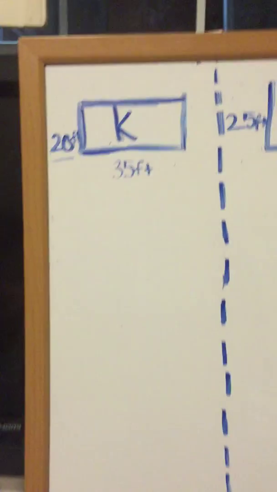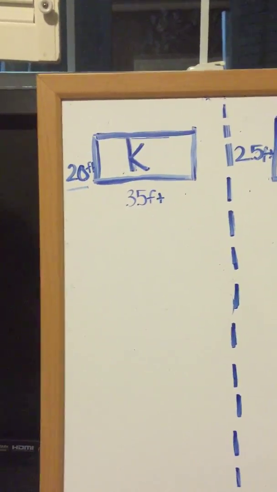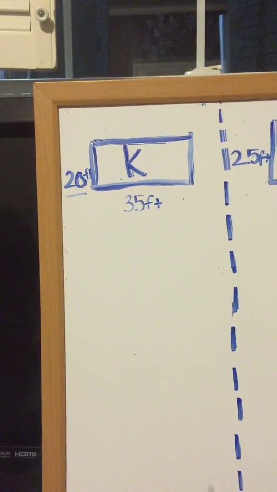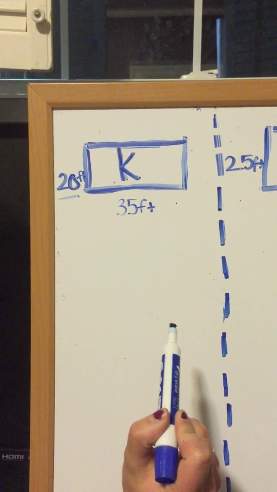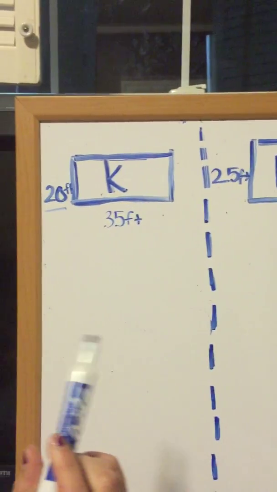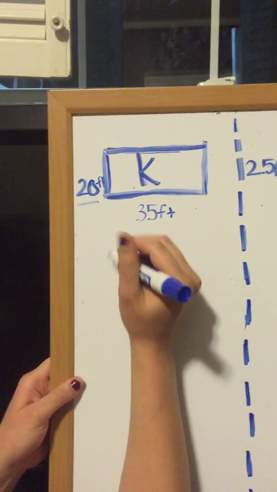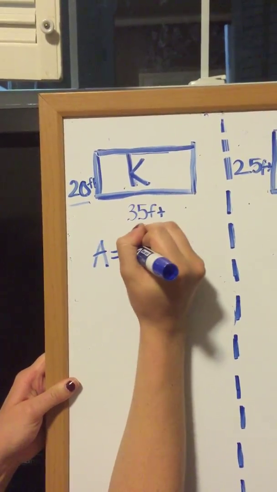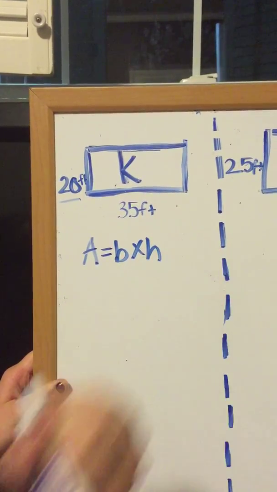Since we are finding area, we are finding the entire amount of the rectangle covered by the garden. In order to do this, we need to use the area formula. Area equals base times height.